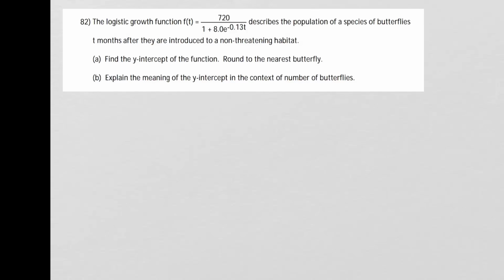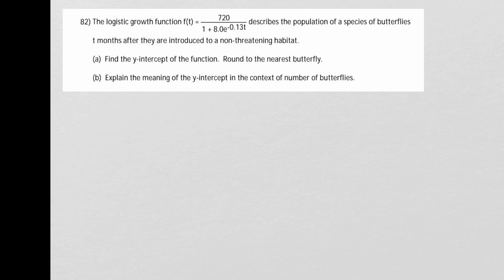In this problem, we're told that the logistic growth function f of t equals 720 over the quantity 1 plus 8.0 e to the negative 0.13 t. And this function describes the population of a species of butterflies t months after they are introduced to a non-threatening habitat. In part A, we want to find the y-intercept of the function.